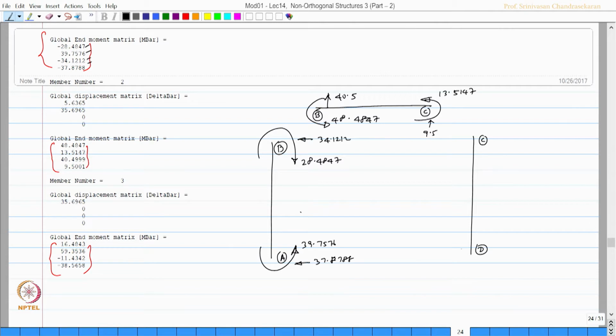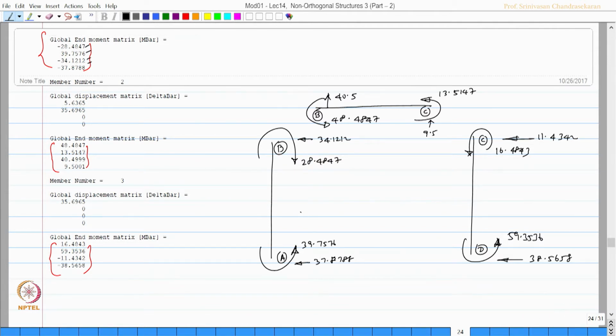Similarly, when you come here, this is 16.4843 and this is 59.3536 and this is negative, therefore, 11.4342 and this is 38.5658.